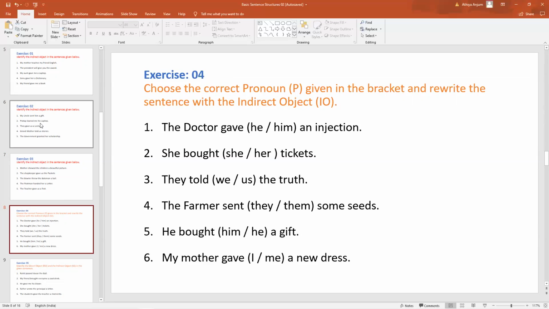Okay. Then the farmer sent them some seeds. He bought him a gift. My mother gave me a new dress. All right. So this way you will try to pick up the right pronoun and write down a correct sentence, and in that pattern, that is the subject-verb-IO-DO pattern.